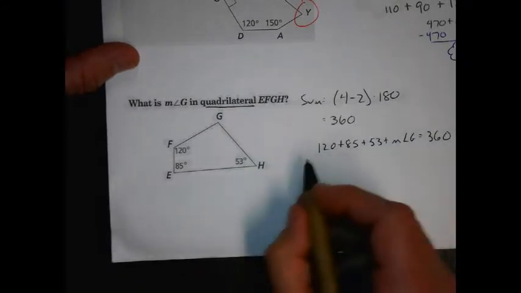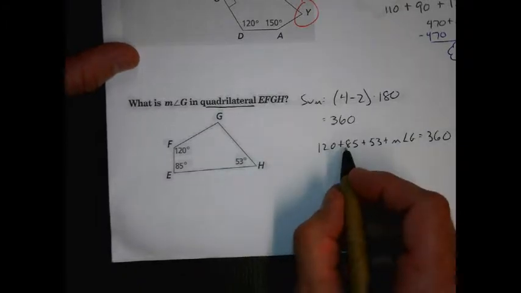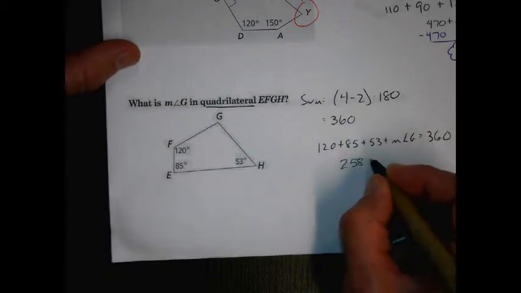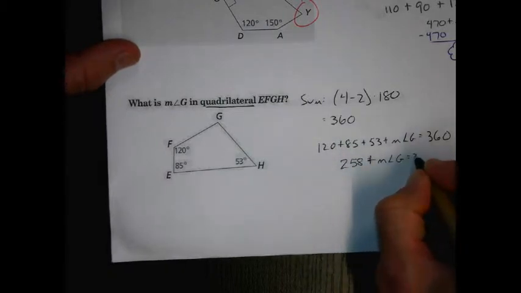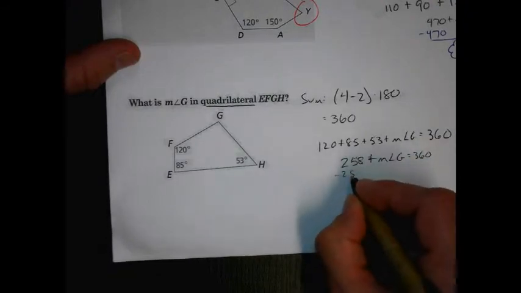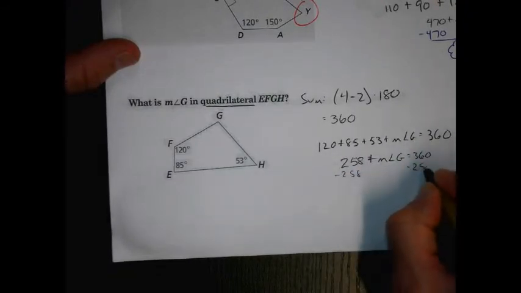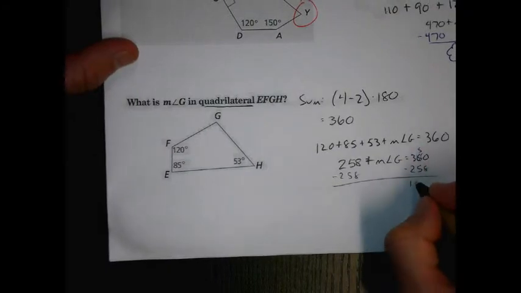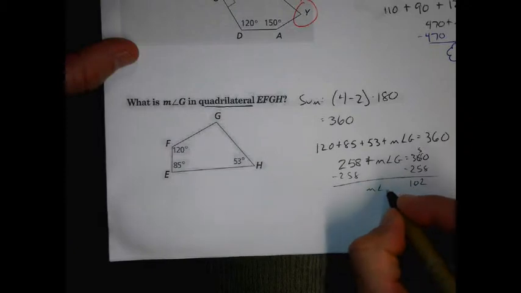Love me some algebra. So we have our formula, and now we just combine like terms. It's 205, so 258, right? Plus the measure of angle G equals 360. So I subtract 258 from both sides. Yeah, I'm doing this live, by the way. So we have 102. So the measure of angle G should be 102 degrees, right?